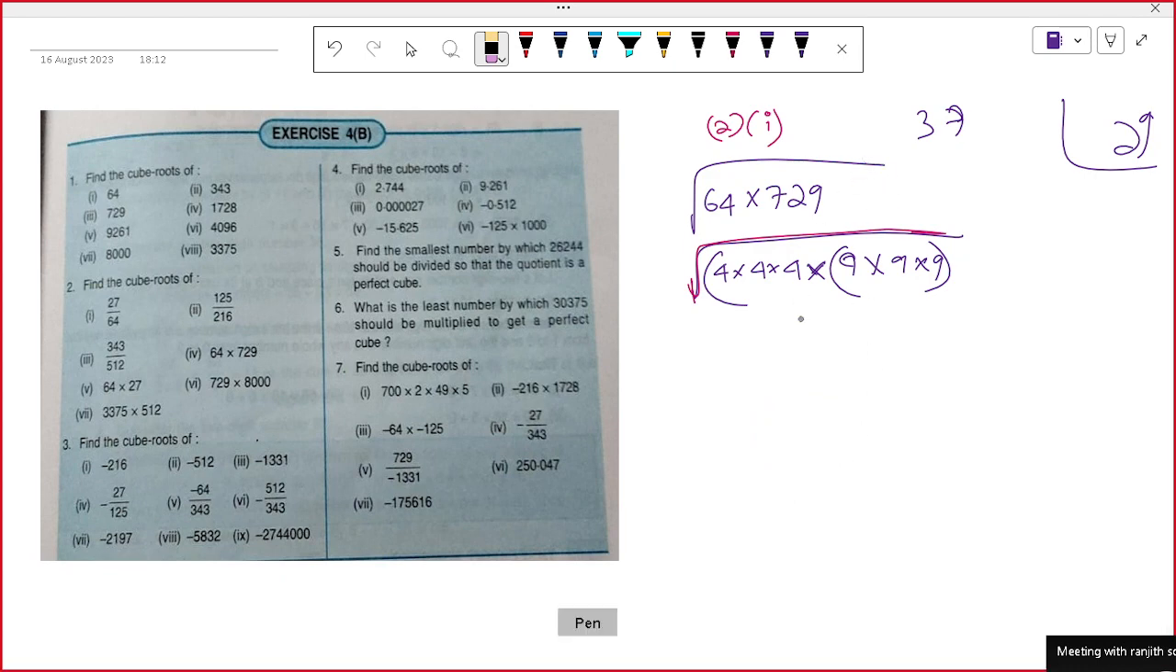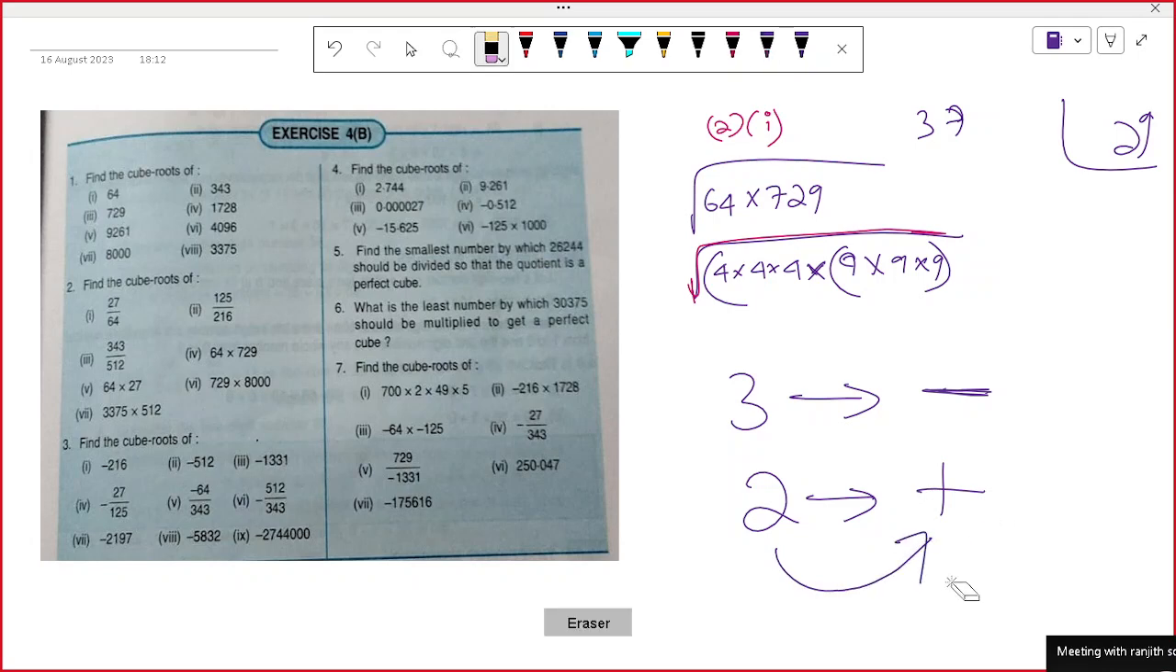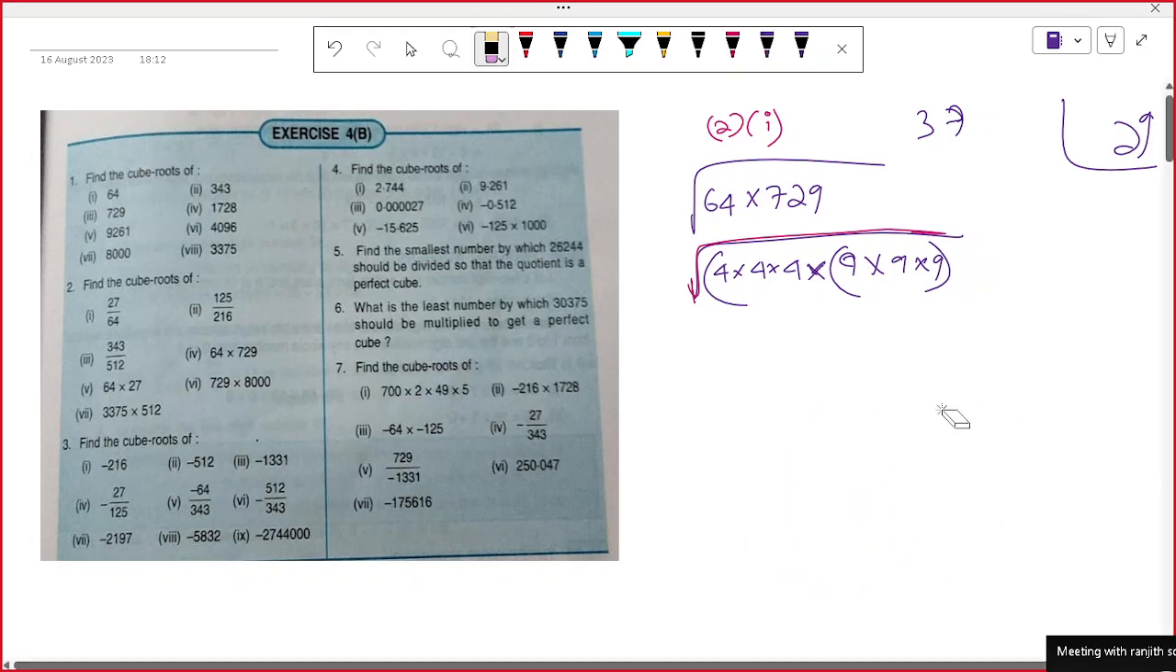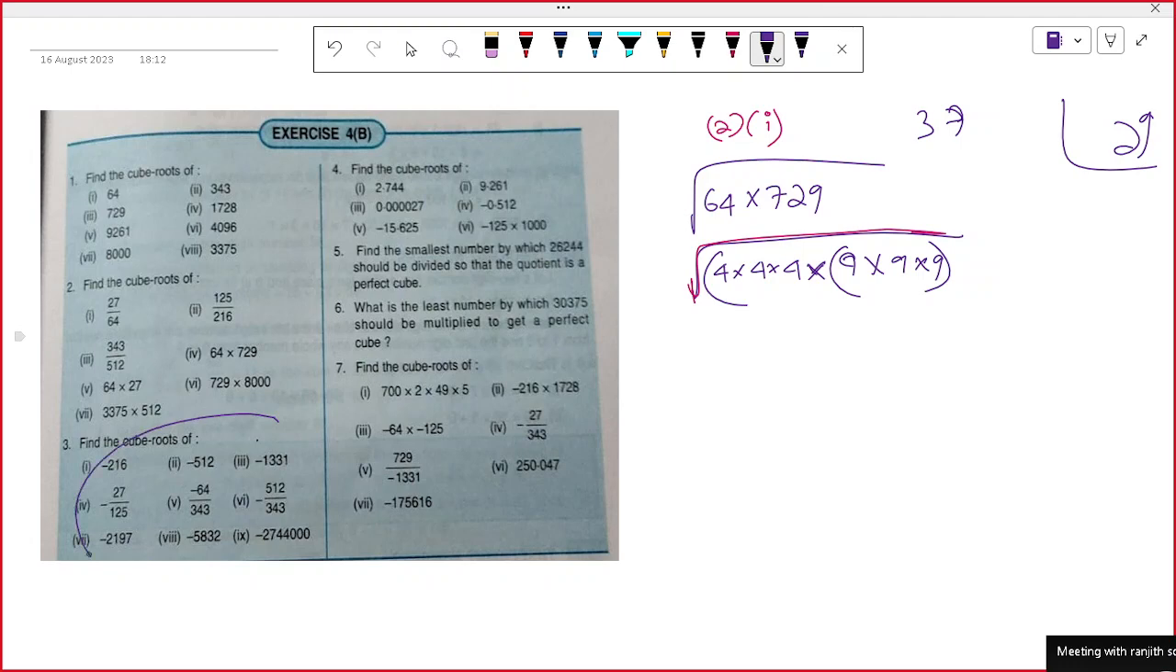So for cube root, what's the degree? 3. So 3 is odd. So if the question is negative, your answer also should be negative. For square root, if it is negative, your answer will be positive, because 2 is an even number. Remember like that. Whenever you have minus, see all these questions in third main, everything is negative. All the values are negative, right? So even your answer should be negative.